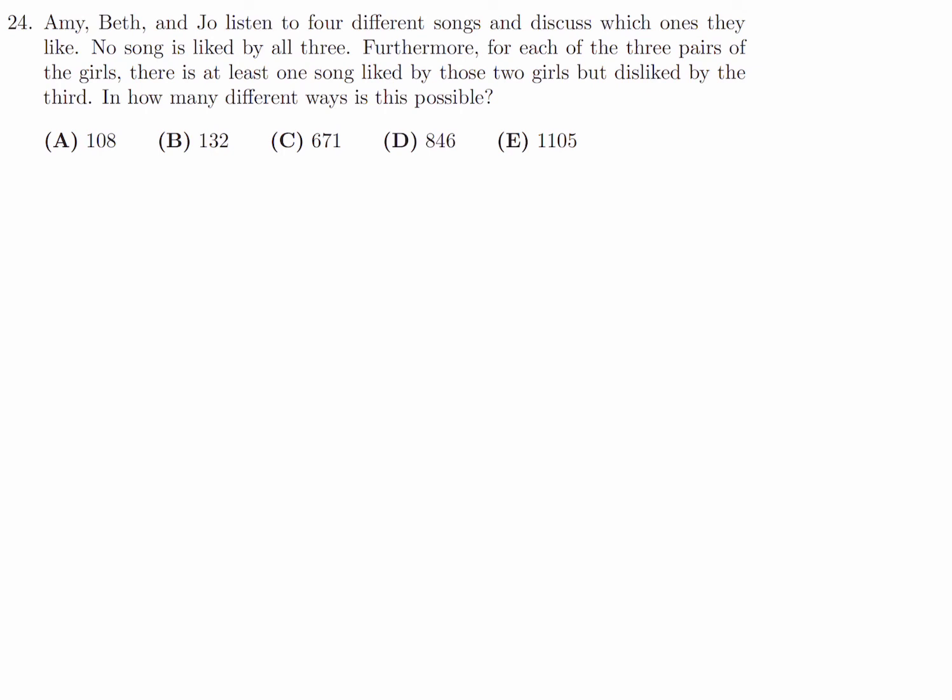So let's talk about this first before we dive right into the solution. There's 3 girls. There's Amy, there's Beth, and there's Joe. Now, there's 4 songs. I'll call them S1, S2, S3, and S4. Now, we have to make a scenario that matches the criteria in the question. No song is liked by all 3. Okay? So, song 1, let's say, is liked by A and Joe. So that means it's disliked by B. And for dislike, I'll put a red. Similarly, we can just put S2s and S3s and like that everywhere.